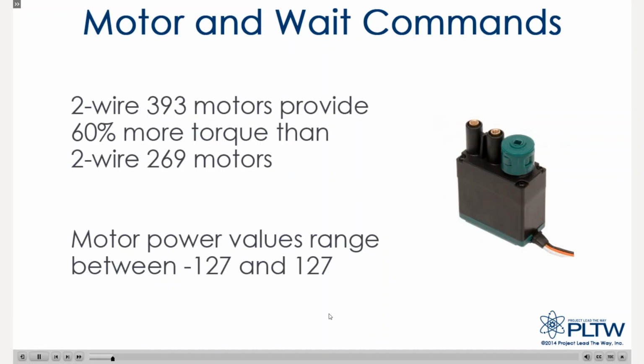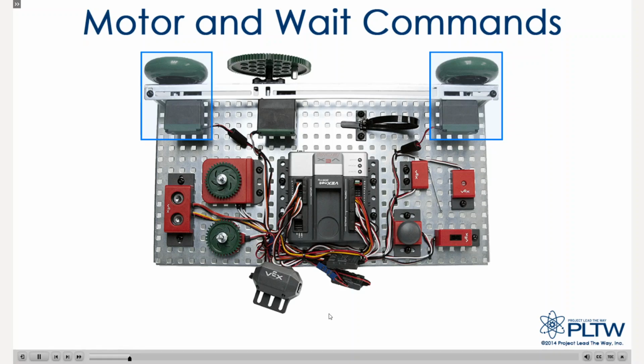The two-wire 269 and 393 motors are physically different. The 393 motor provides 60% more torque. For this demonstration, the 269 and 393 motors will be treated the same and referred to simply as motors. You will have an opportunity to use motors with the PLTW activities.